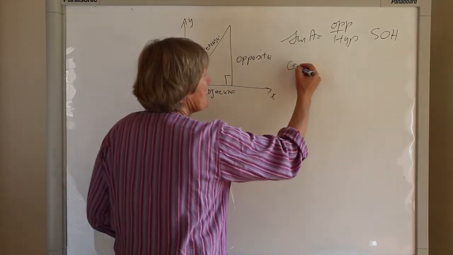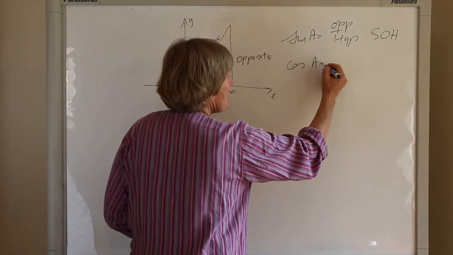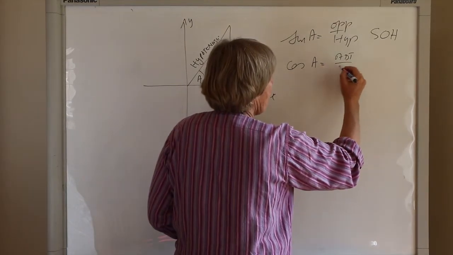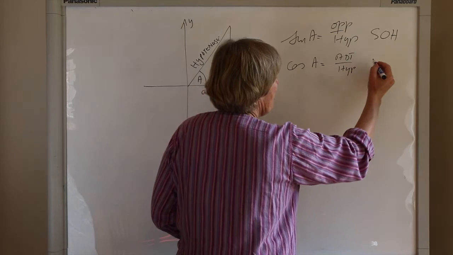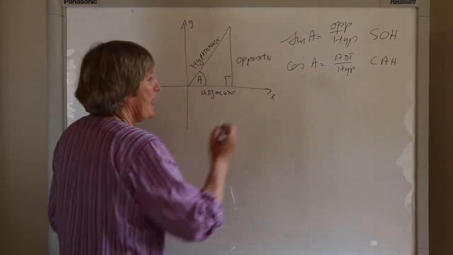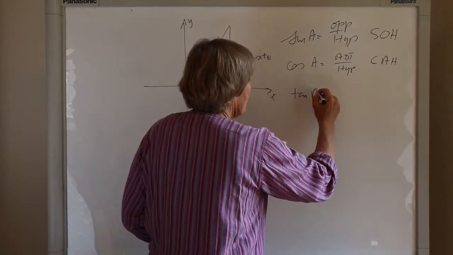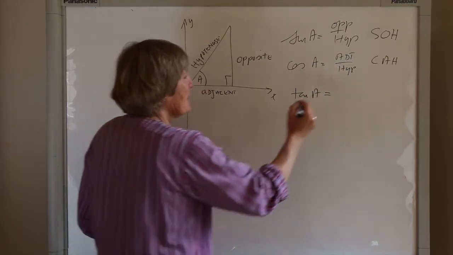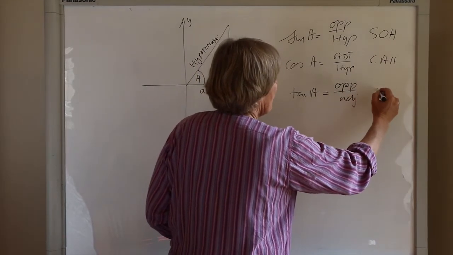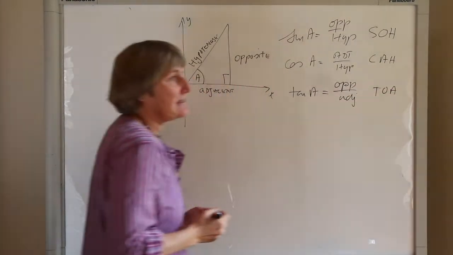Let's look at cosine. We just write cos. It's the adjacent over the hypotenuse. And the memory aid is car. Okay? And then tan. We've already done tan, so you should remember it. It is the opposite side over the adjacent side, and the memory aid is that.